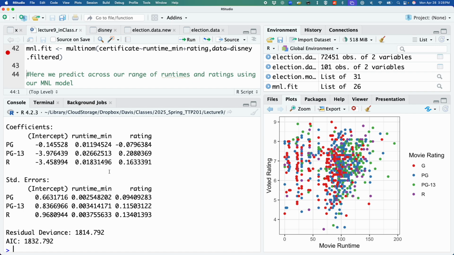And that's all in reference to what? How many certificates are there? 4, right? So we've left out G. You can actually calculate the values and probabilities associated with G, because we have to leave one out in the same way that we do with dummy and categorical variables. Yeah.